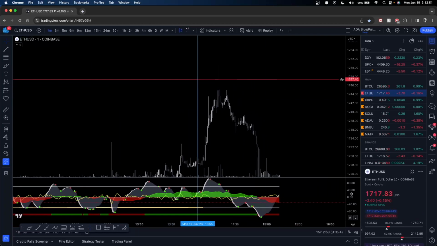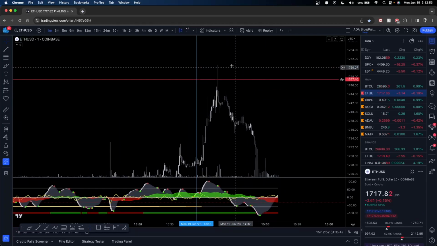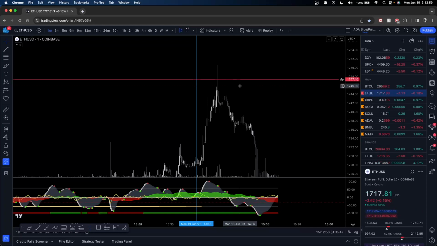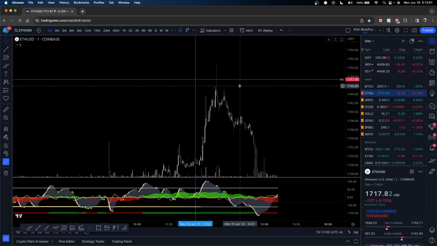The way that you're going to identify your swing failure pattern is by looking for divergences on the lower time frames. Guys, if you don't know what divergences are, I do have tutorials, and they're on YouTube.